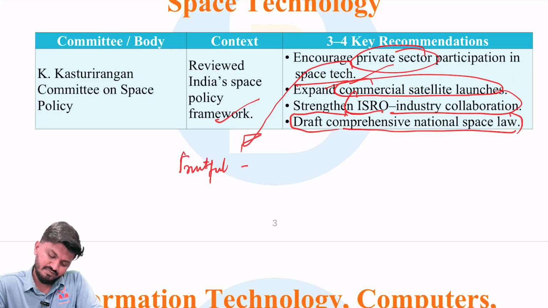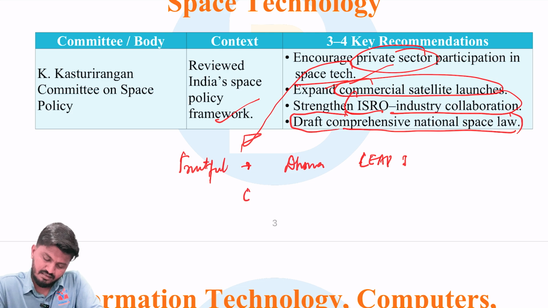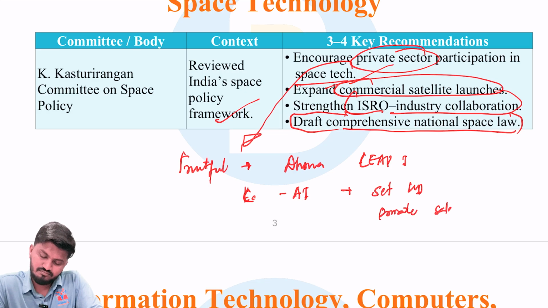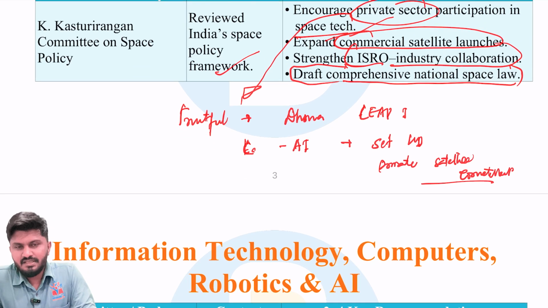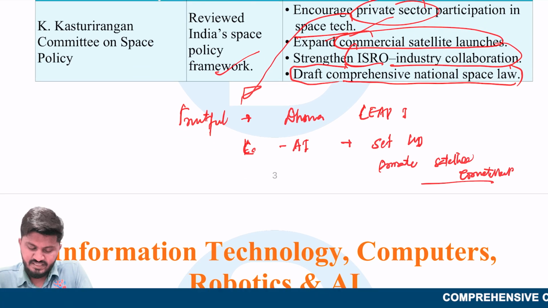Okay, as we can see with respect to Dhruva's Leap mission, and Karnataka or Bengaluru's AI startup, an important startup, set up its own first private satellite constellation. Okay, so the Kasturirangan Committee on Space Policy recommendations have been largely achieved in India.